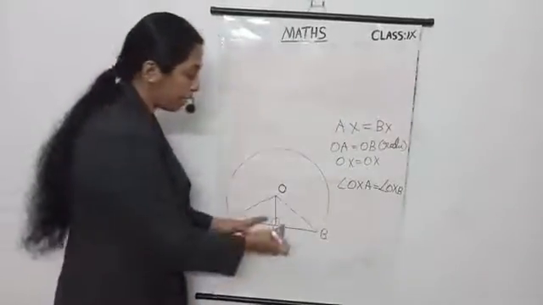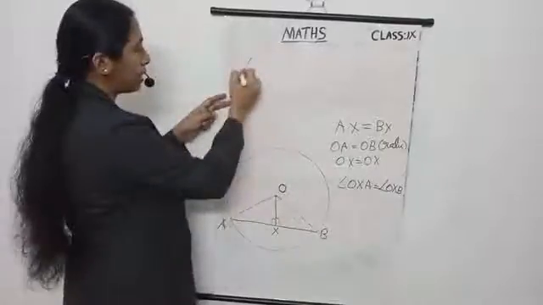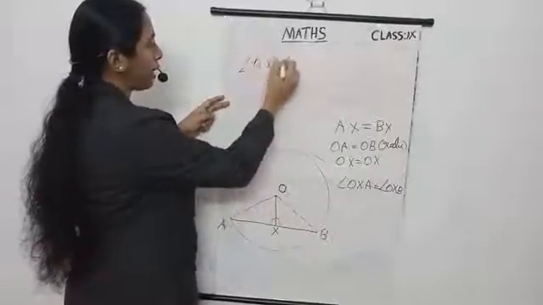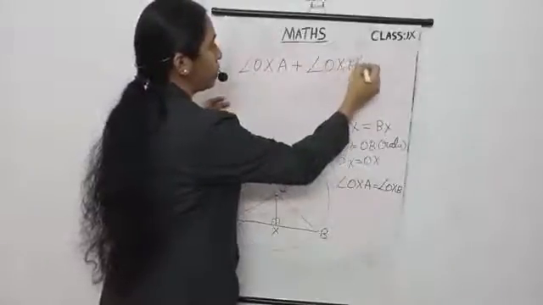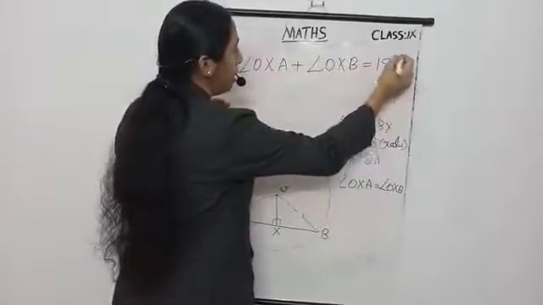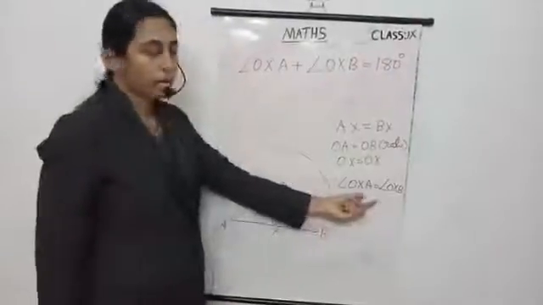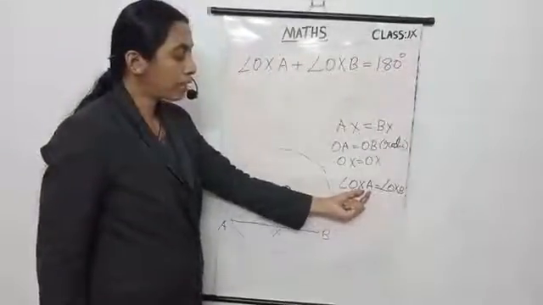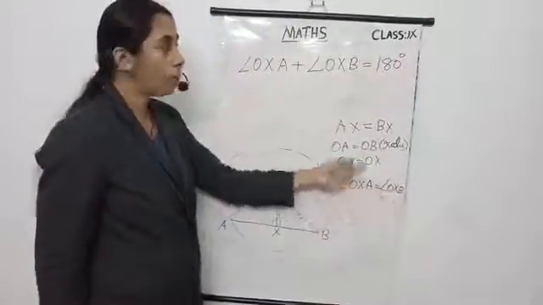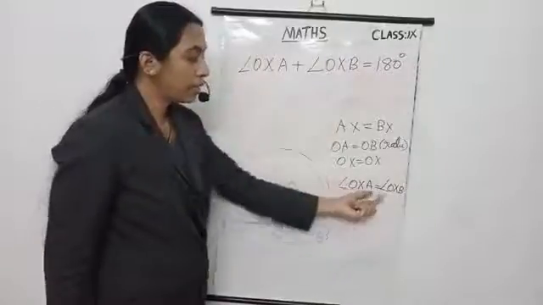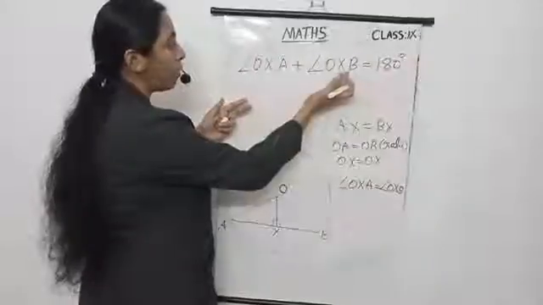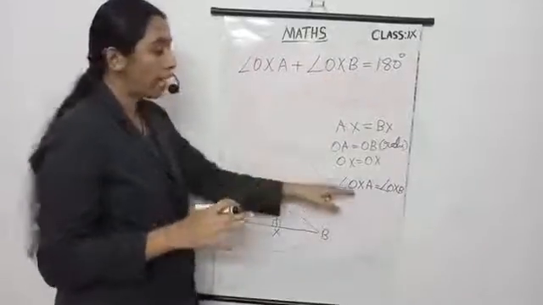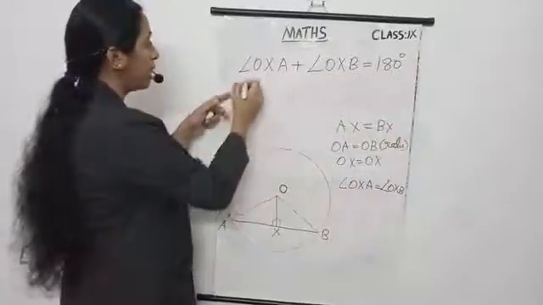So these two are a linear pair. That means angle OXA plus angle OXB is equal to 180 degrees. Now look here. Given angle OXA equals angle OXB, that means these two angles are equal. So substitute angle OXB equal to angle OXA.